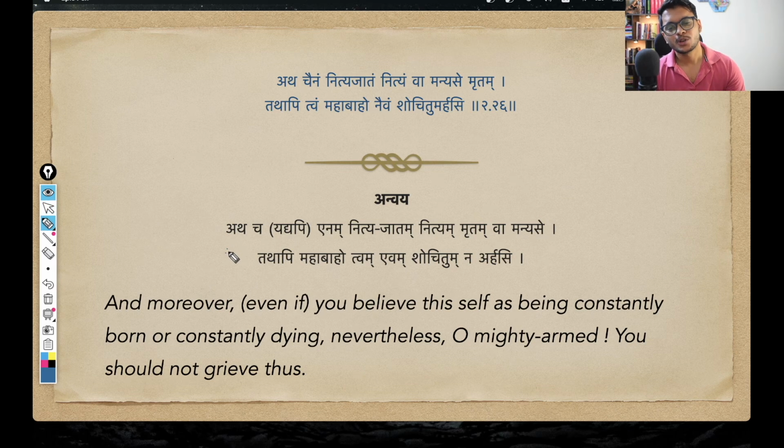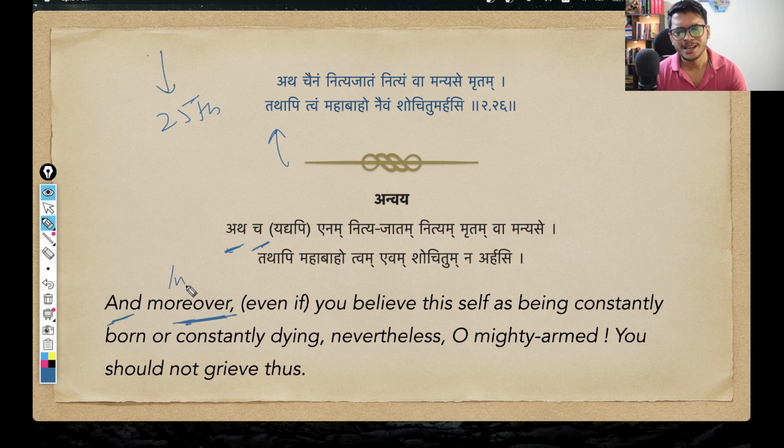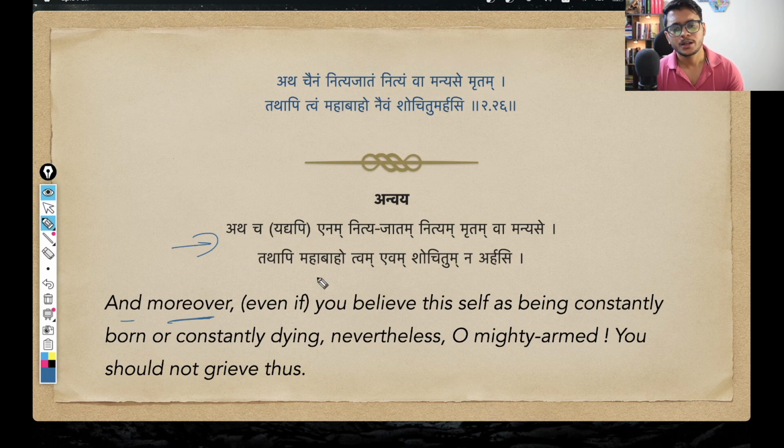And now see, in this shloka you have these two words in the starting, atha cha. Why? Because this particular shloka is a continuation of what we saw in the previous, the 25th shloka. So think of it like this, that having said the 25th shloka, Krishna continues, and that is why we are saying atha cha. Cha is basically and, and atha translates as moreover. Okay, moreover, and it also translates as now. So think of it like this, that from the previous shloka we are coming into this shloka and saying, and now, and moreover, and further, in that sense. Okay, so anyways, the anvay goes like this: atha cha, and moreover, yadyapi enam nitya jatam nityam mritam na manyase.